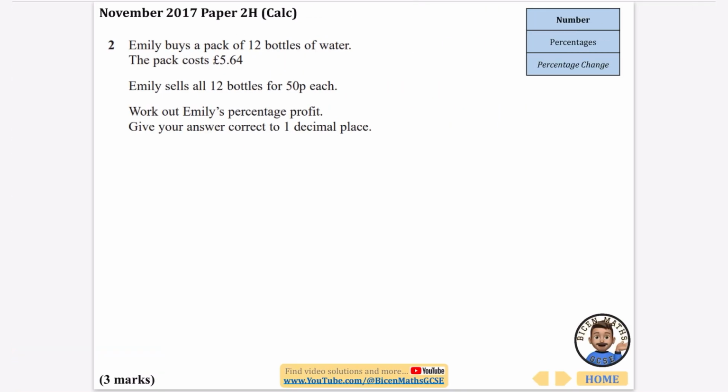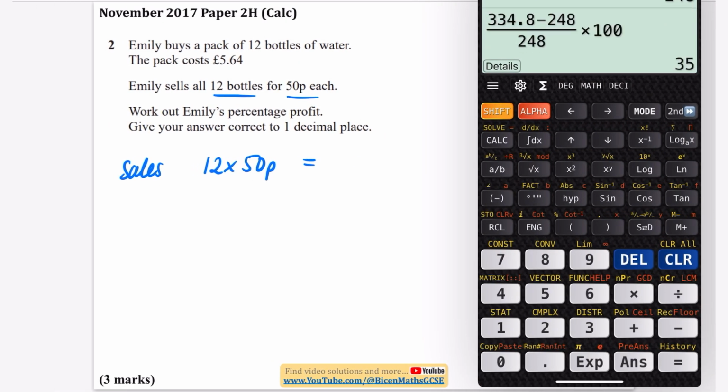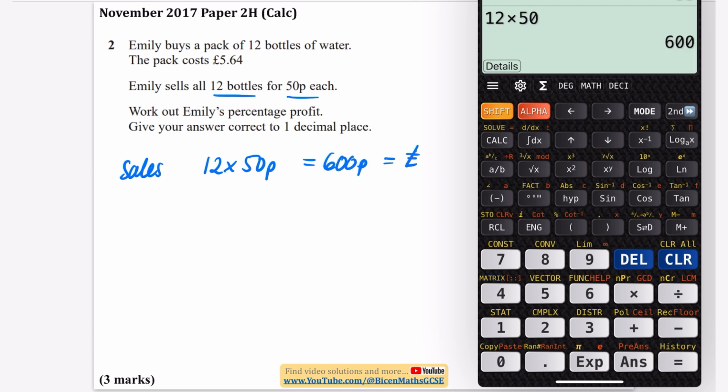Okay, we do have another percentage change question. So Emily buys a pack of 12 bottles of water and the pack costs £5.64. It is 12 bottles at 50p each is how much she sells it for. So let's have a look at the sales. The sales is 12 times 50p, and we can be very lazy. That is going to be 600 pence, which is £6.